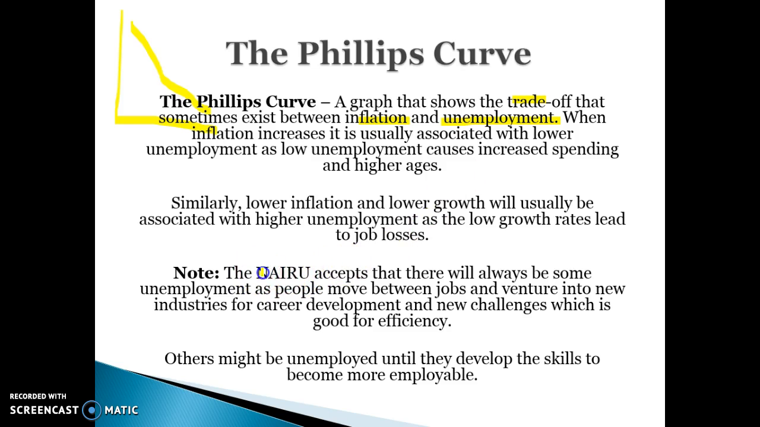Just note that the NAIRU, which is that 4 to 5% rate of unemployment, basically states that we're always going to have a certain level of unemployment for certain reasons, and that includes people moving between jobs and looking for new career development. So you might be an accountant and you want to become a teacher or something like that. That's always going to exist, and people are always going to be unemployed for those reasons. So that's accepted by society and by the ABS.